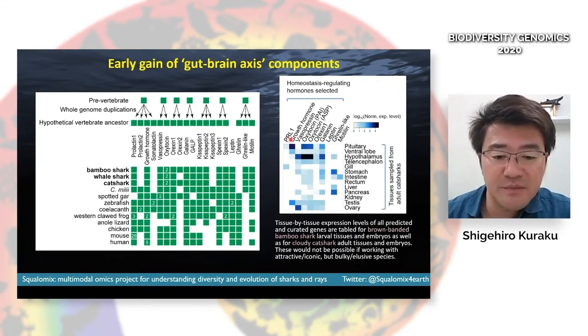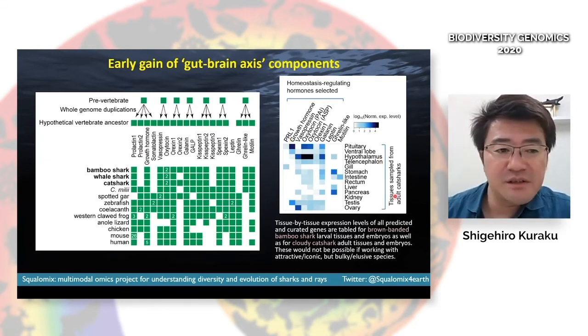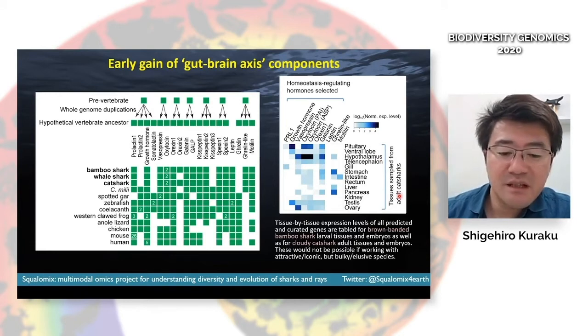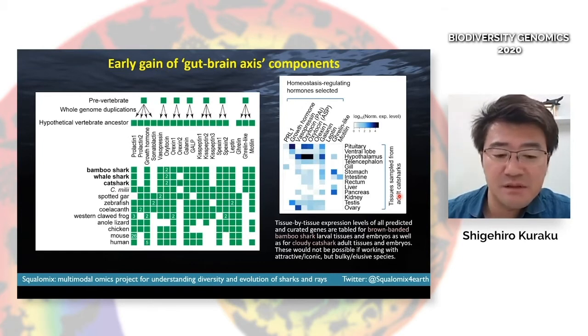Our transcriptome data of different tissues allowed us to identify similar expression profiles of these homeostatic regulators between the shark and the mammals, like the growth hormone in the pituitary, motilin gene in intestine.